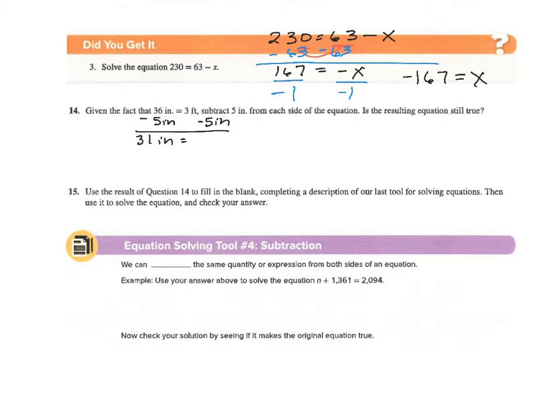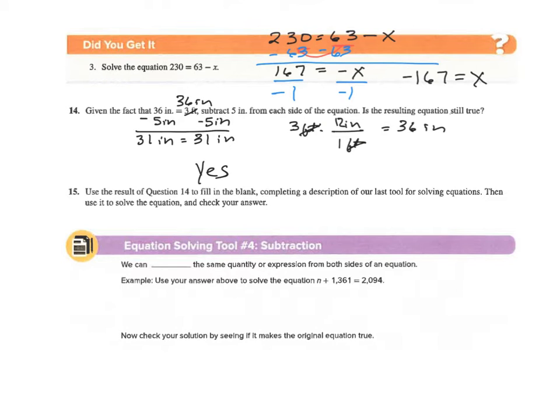Now this 3 feet here, I could go ahead and change the 3 feet to inches. There we go, 12 inches in 1 foot. And that's 36 inches. So 36 inches minus 5 inches is 31 inches. So yes, I am subtracting exactly the same thing. So yes, it's still true.